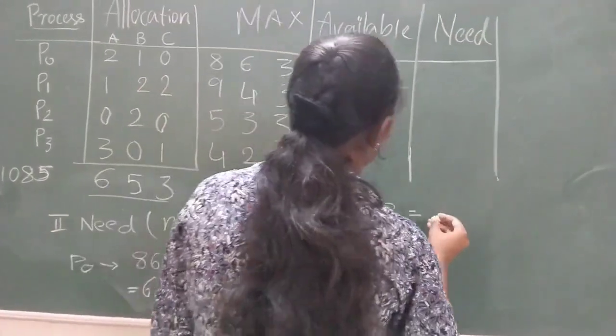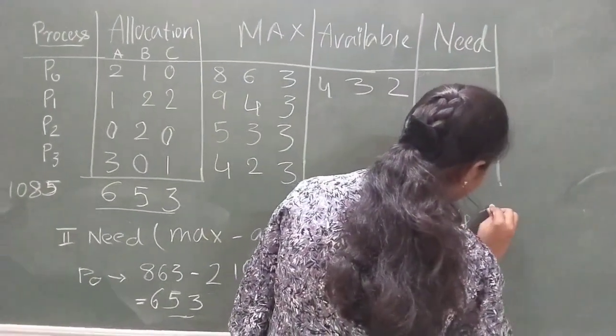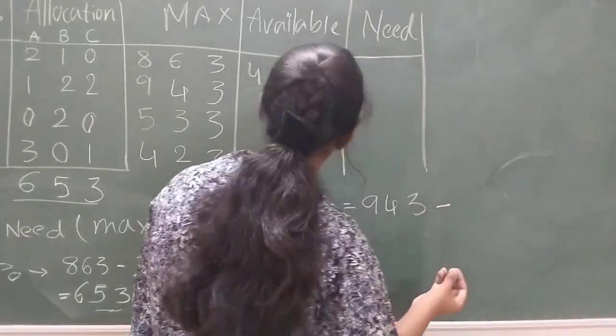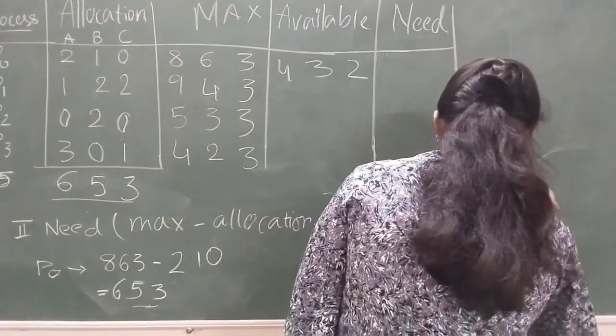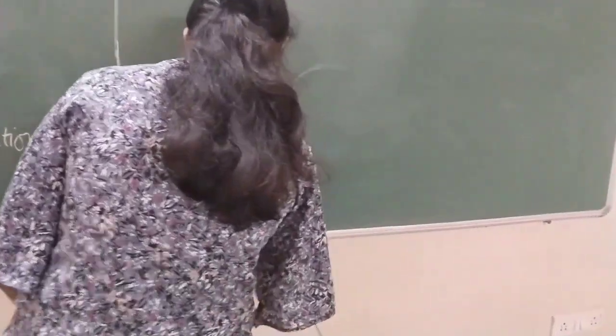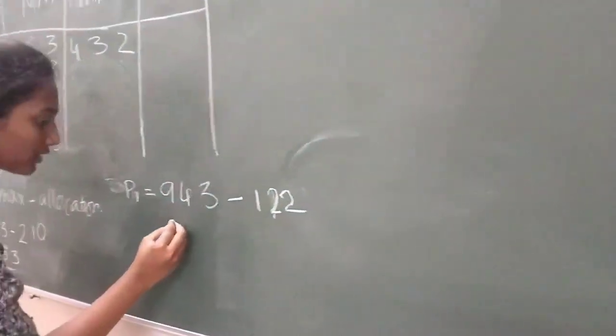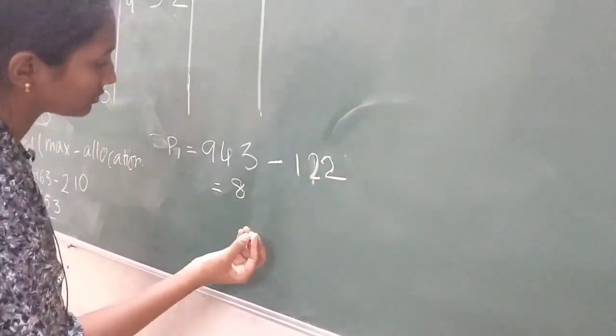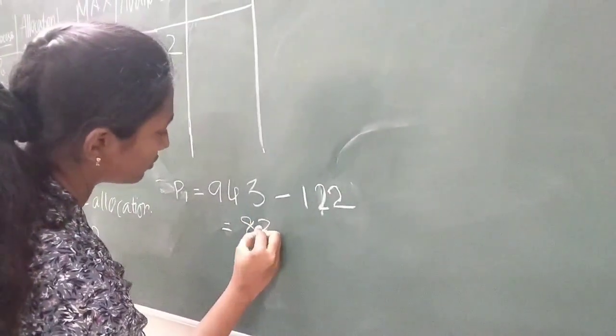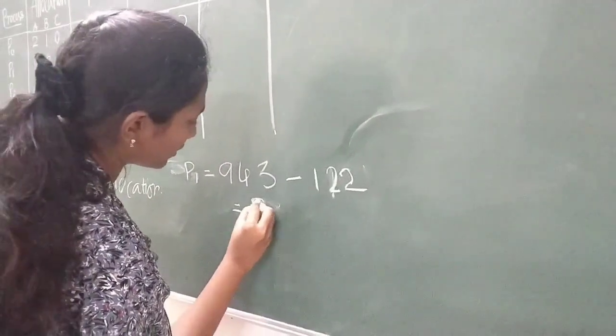And second, P1 is 943 minus 112, which equals 8 2 2.